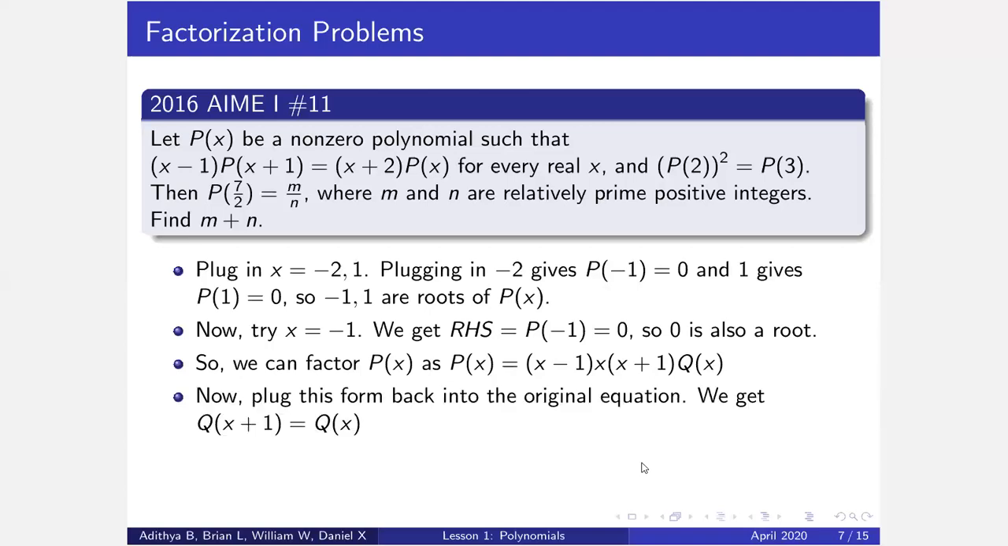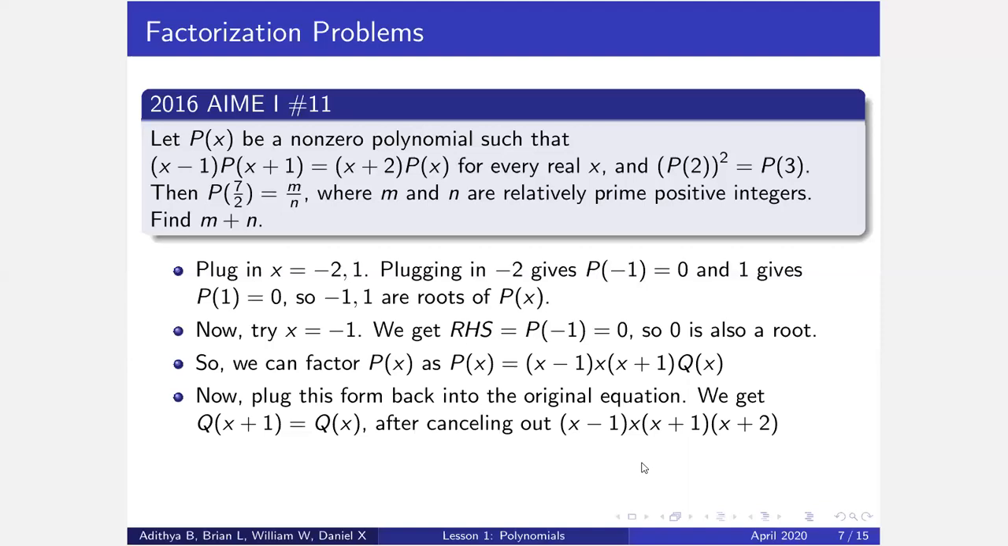So we plug that in, and we see that all the x terms cancel out. On the left-hand side and on the right-hand side, we both get x minus 1 times x plus 1 times x plus 2. All of that cancels, and we're left with q of x plus 1 equals q of x. This is very useful, because it tells us that q has to be constant.